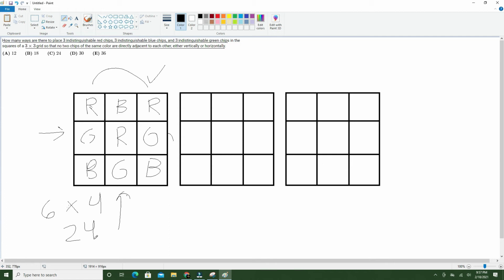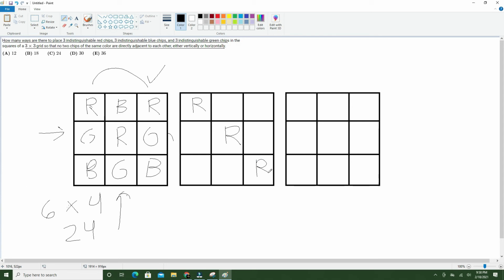Now, this may be appealing as an answer choice in the problem. However, we should see what other cases work, because it might increase our answer so far to a larger number, like 30 or 36. So let's try to look at another configuration. Let's start with red in the middle once again, and the other red along the diagonal. But let's see what happens if we put that other red on that same diagonal.